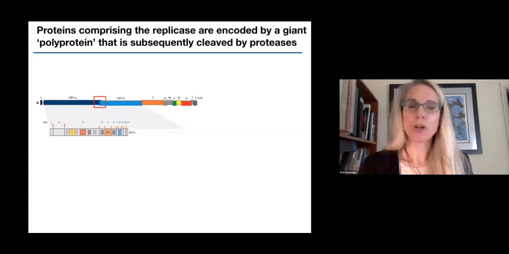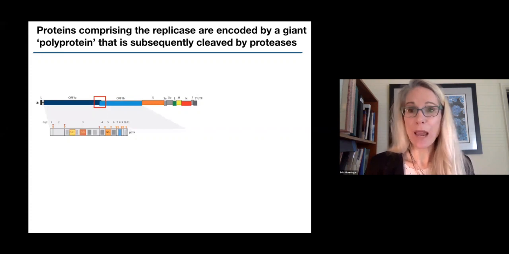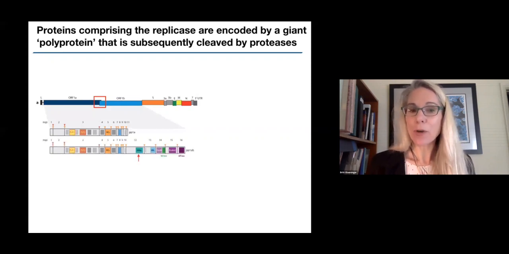In the red box, what I'm showing you here is that there is in fact a stop codon right midway through that giant polyprotein, so that a lot of the time, only half of the polyprotein is going to get made, the first half, which lacks the RNA-dependent RNA polymerase. So you'd need to somehow find a way to read through that stop codon in order to express the rest of the replicase machinery. Reading through that stop codon would allow you to make the rest of that giant open reading frame. And for coronaviruses, this is done through a translational frame shifting event.